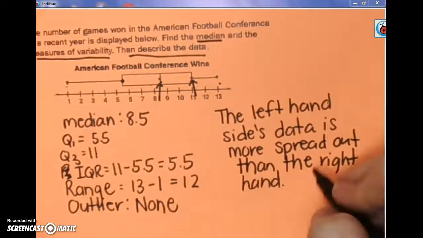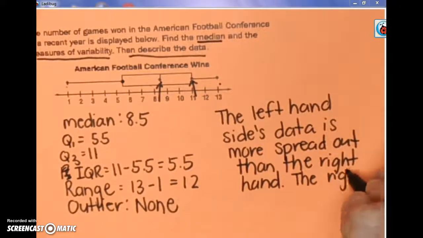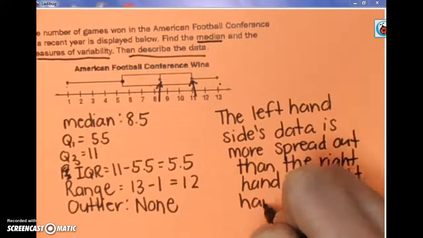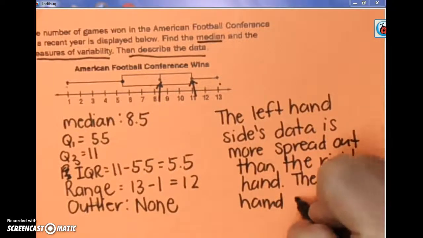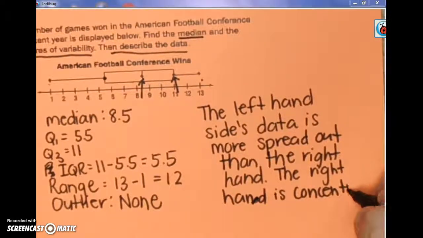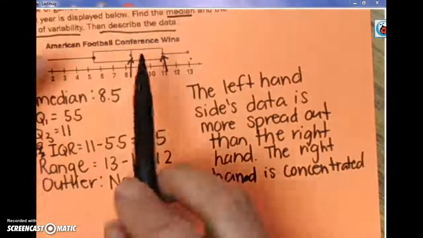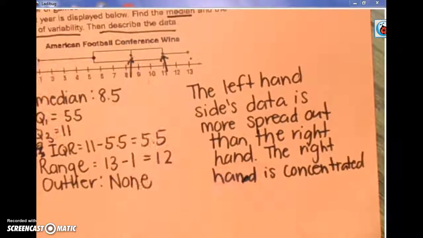The right hand is concentrated because that means it's closer together. Concentrated means close together. That's why it's a smaller distance on that side. When it's spread out, it's a longer distance.